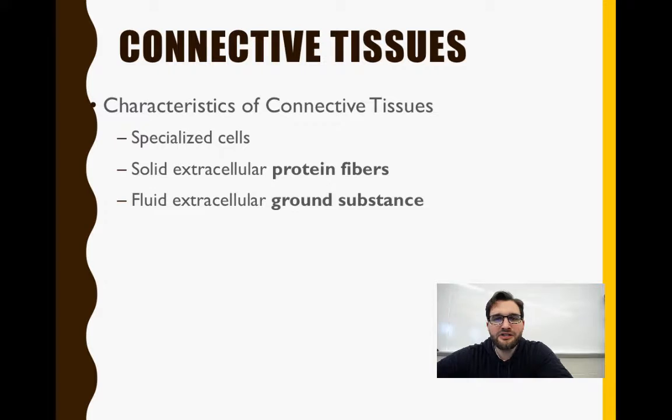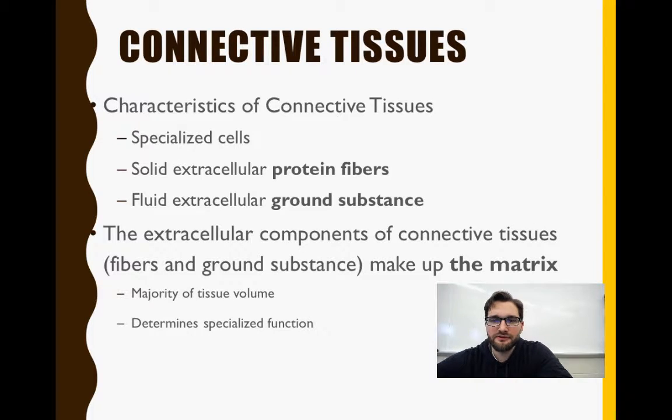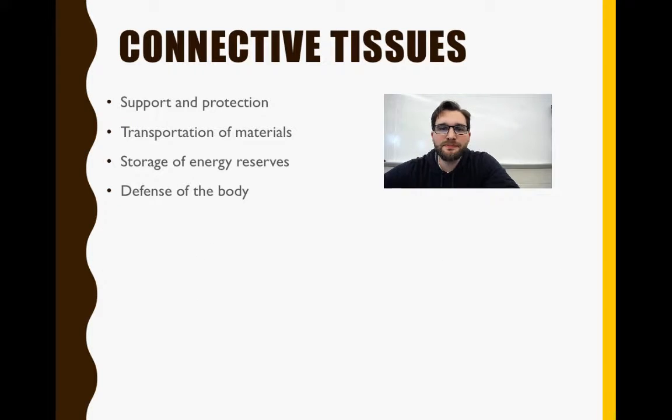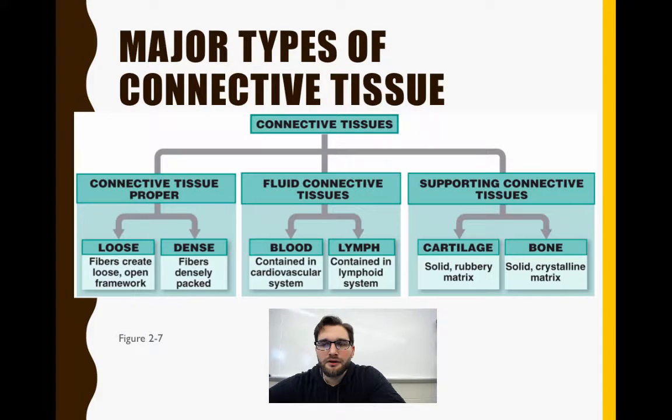First, they all contain specialized cells. They have a solid extracellular protein fiber, and they also have fluid extracellular ground substance. Those two extracellular components of connective tissue, fibers and ground substance, make up the entire matrix that is connective tissue. Connective tissue is responsible for support and protection, the transportation of materials, storage of energy reserves, and the defense of our body. This image shows the major types of connective tissues.